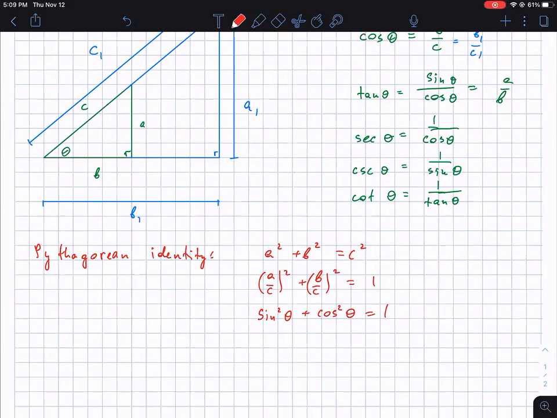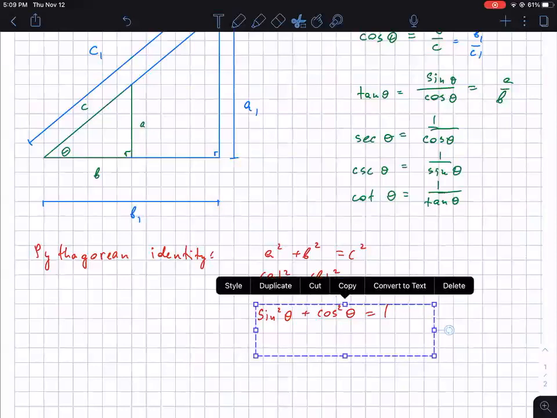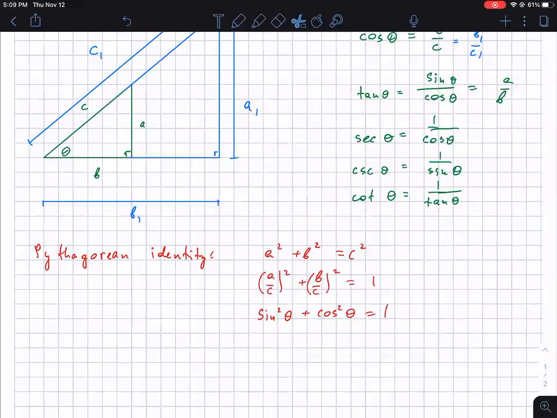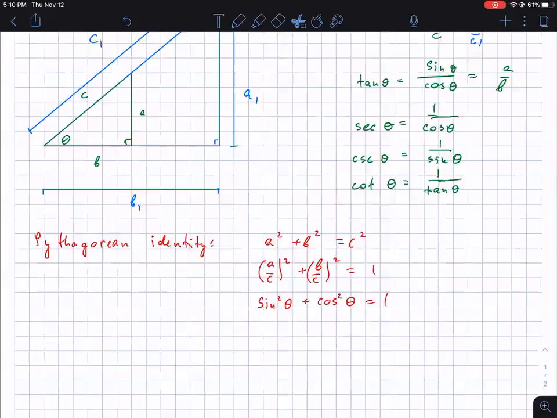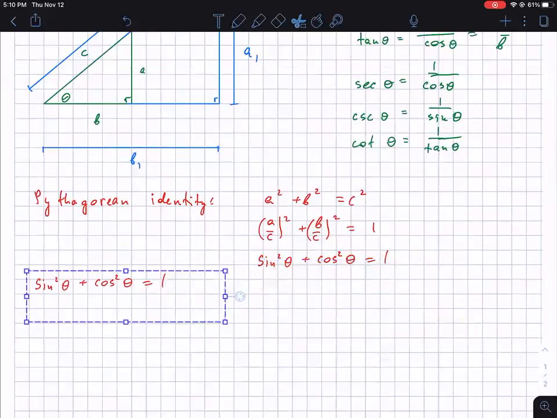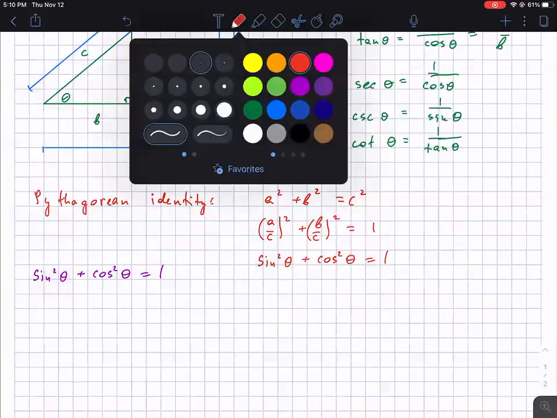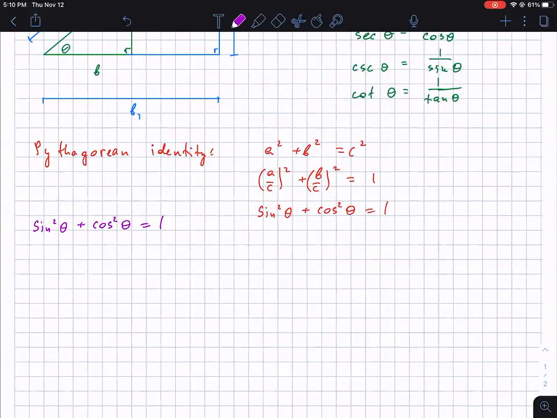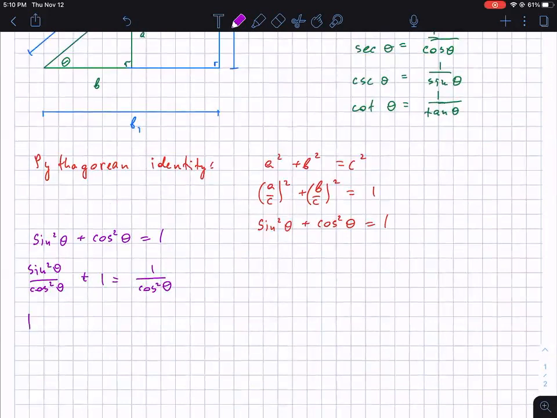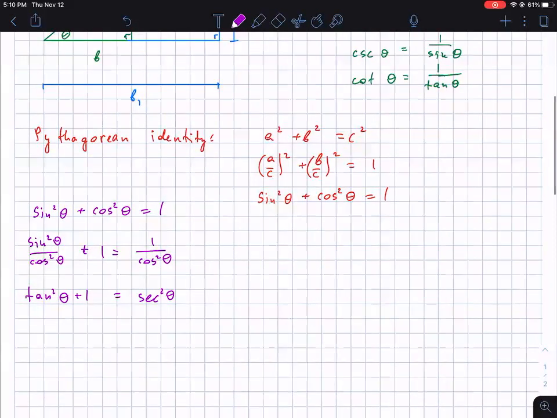Now let's take this Pythagorean identity. I'm going to move it over here, since we already know that it is true. If I divide everything by cosine squared theta, I have sine squared theta over cosine squared theta plus 1 is equal to 1 over cosine squared theta. Sine over cosine is tangent, so I have tangent squared theta plus 1 is equal to secant squared theta. Another identity.